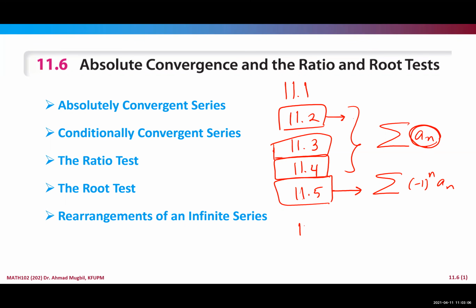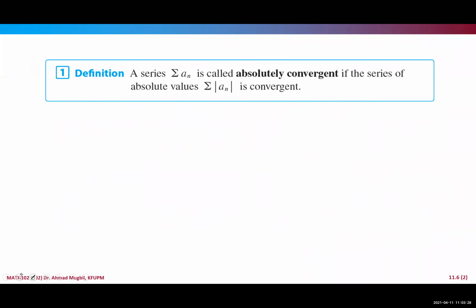Today, in 11.6, we will be allowed to deal with any series, not necessarily with positive terms. It could be positive, it could be negative, it could be alternating, it could be anything. And this will make things much easier and cover most of the types of series. So let's start with defining the absolute convergence.